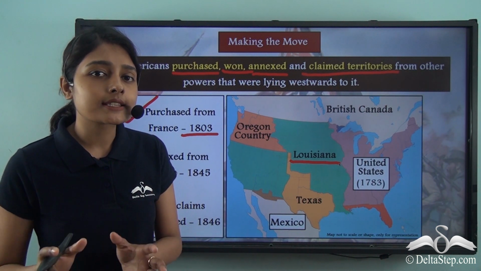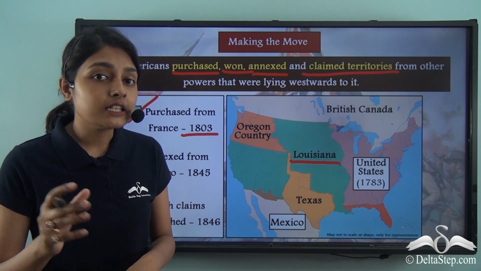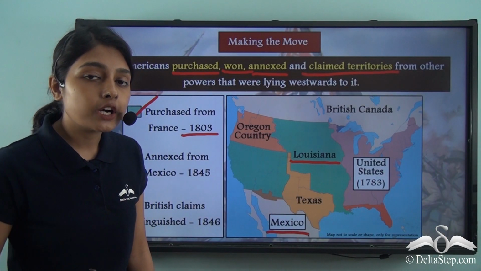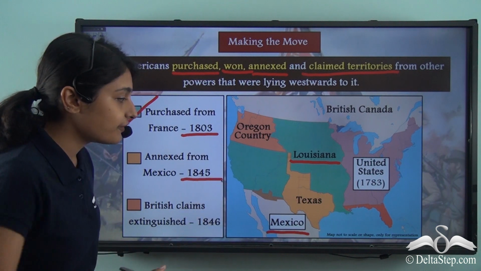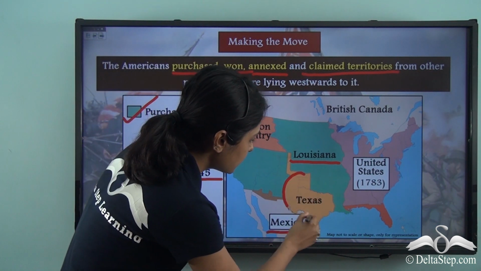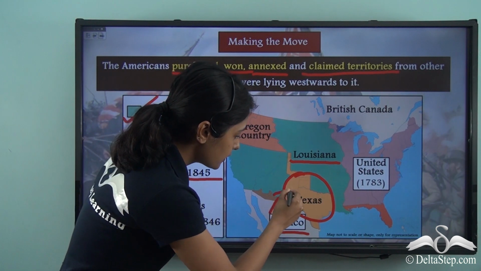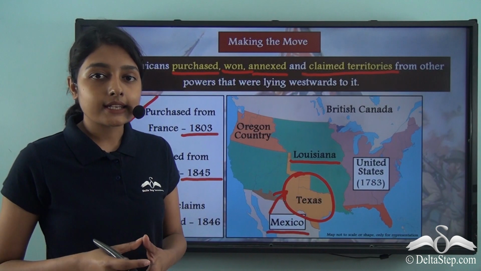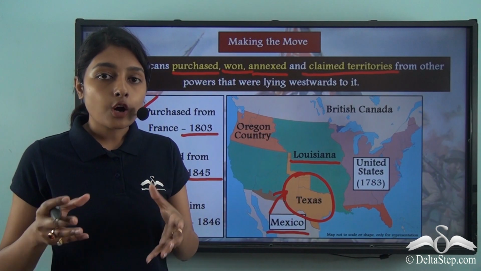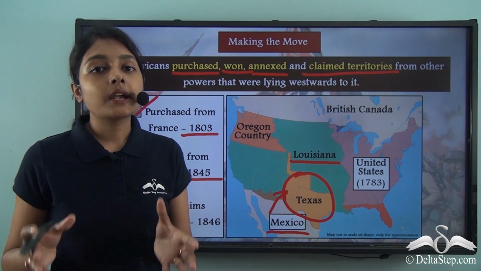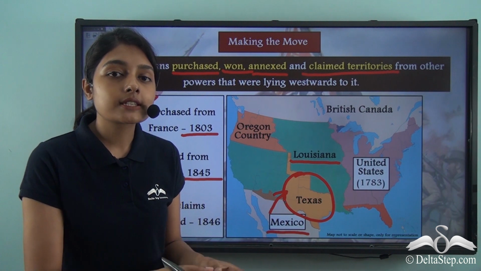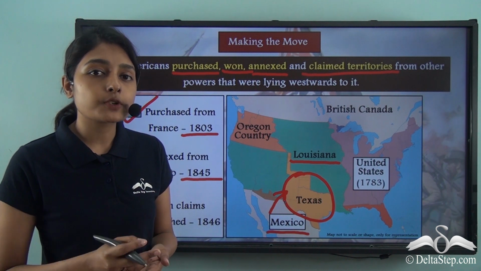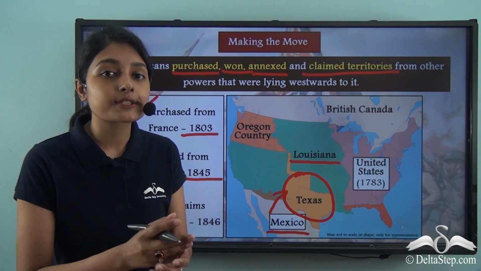You must know Texas as the place of cowboys, but initially it belonged to Mexico. The USA went to war with Mexico in 1845 and annexed the territory of Texas from Mexico. So Texas also came under the control of the USA. Along with purchasing or annexing new lands, the Americans simply went to new territories, settled there and claimed them as their own. The American government was also supporting this process because in this way the territories were expanding.